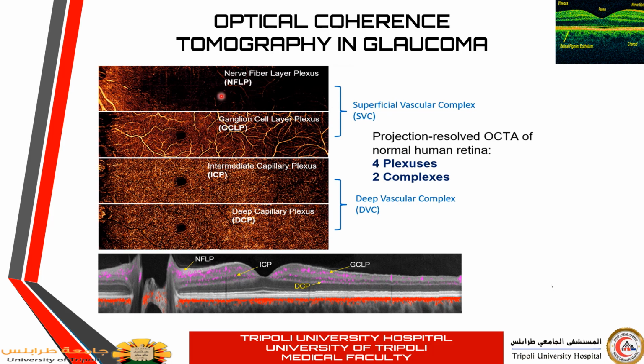This area is commonly affected in cases of glaucoma, and the principles of early detection of glaucoma and the follow-up of glaucoma progression are based on determination of the density of the capillary plexus in this area. And the other plexus is the intermediate plexus and deep capillary plexus. Both of them constitute the deep vascular plexus.